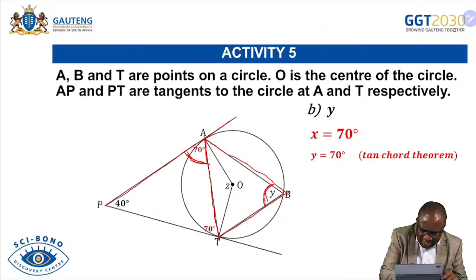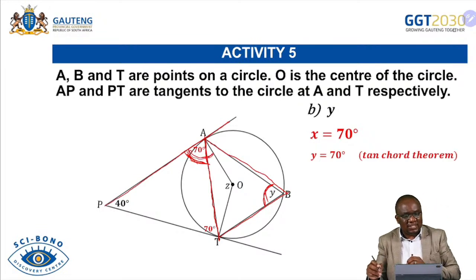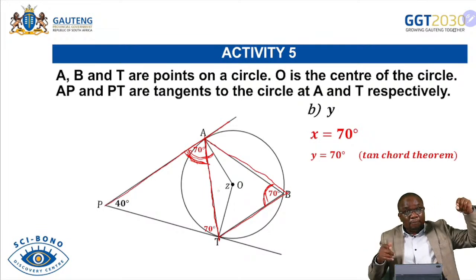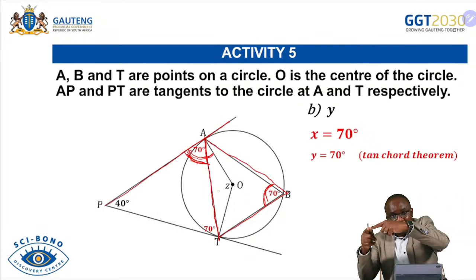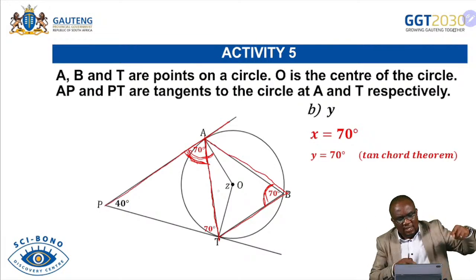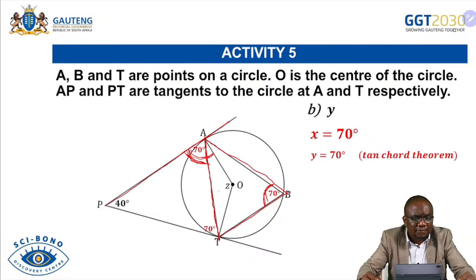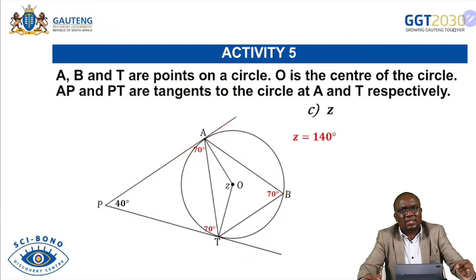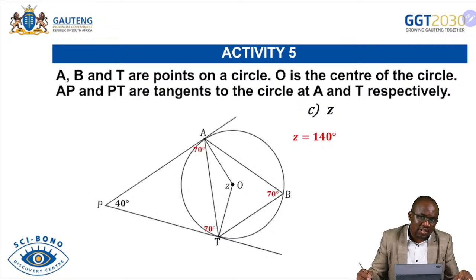What about this angle? I was thinking about this angle here. This is 90 degrees, isn't it? Because radius and tangent. But y is 70 degrees because of the tan chord theorem. So what are we left with? We want to find z. Let's start from 80 at the circumference, then 80 at the center. What is z going to be? Z is going to be 140 degrees. Why 140 degrees? Because an angle subtended by a chord at the center is 2 times the angle subtended by the same chord at the circumference.